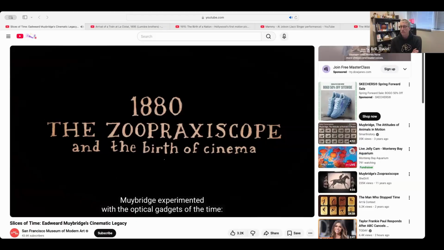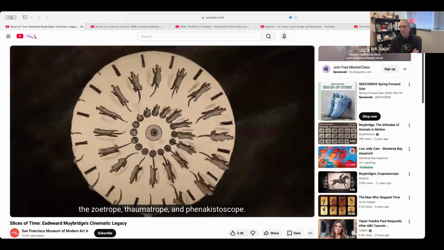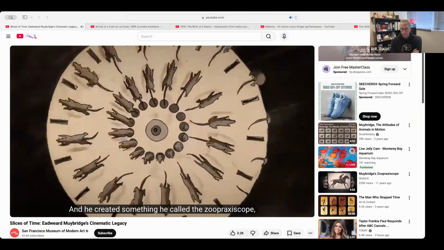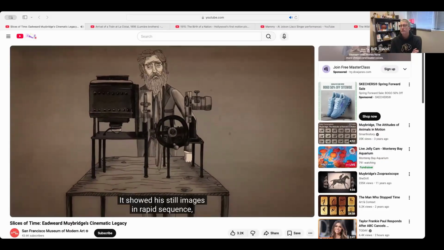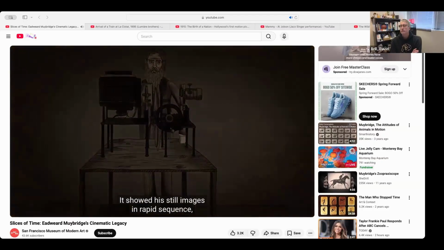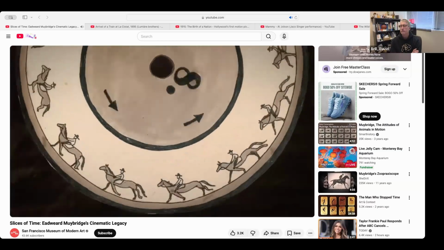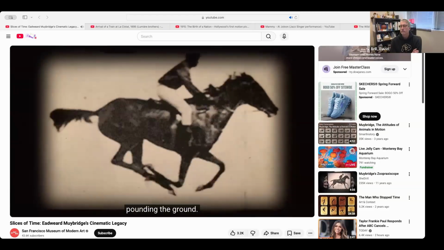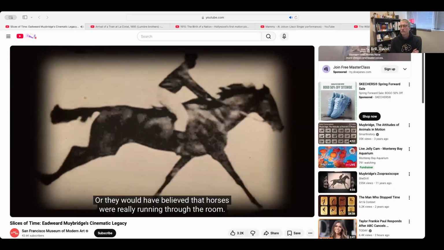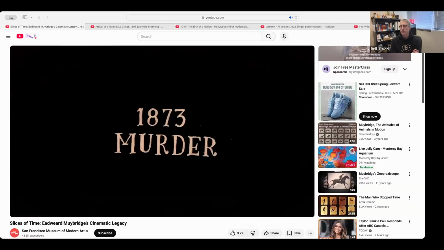Muybridge experimented with the optical gadgets of the time, the zoetrope, thaumatrope, and phenakistoscope, and he created something he called the zoopraxiscope, a precursor to cinema. It showed his still images in rapid sequence, reanimating the still photos, and cast the image on a wall. Some would say that the only thing lacking was the sound of the hooves pounding the ground, or they would have believed that horses were really running through the room. His work required him to travel extensively.